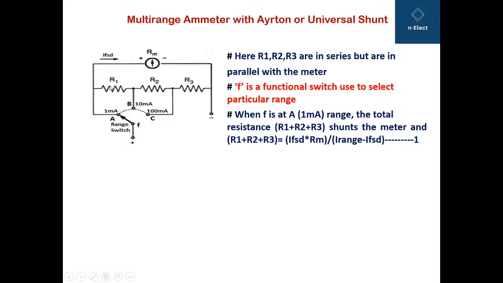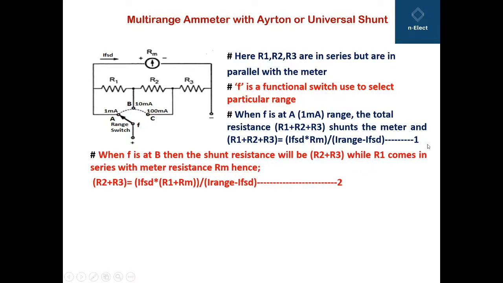And we are calculating here the shunt resistor, that is R1 plus R2 plus R3, the current we want flowing through this branch, and therefore I range minus IFSD will be the current flowing through this branch. Therefore, we will get R1 plus R2 plus R3 equal to this voltage IFSD into Rm divided by I range minus IFSD. This is equation number 1.